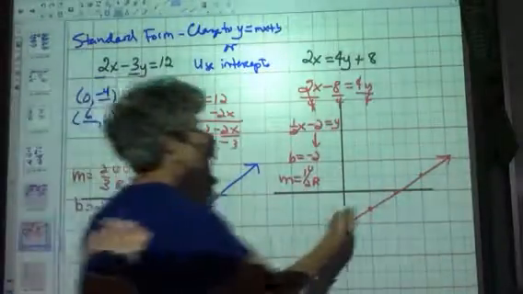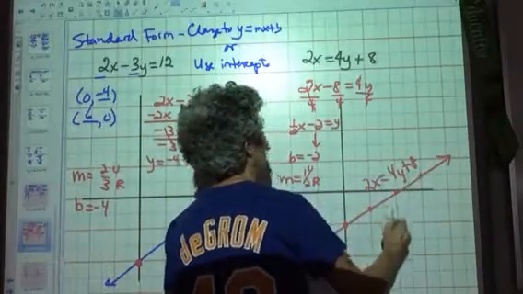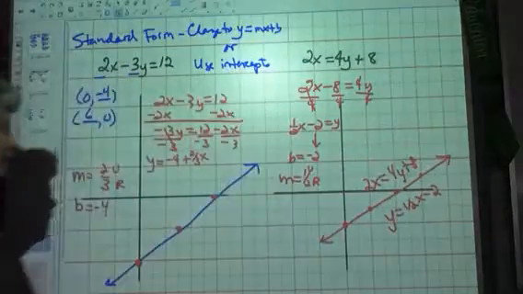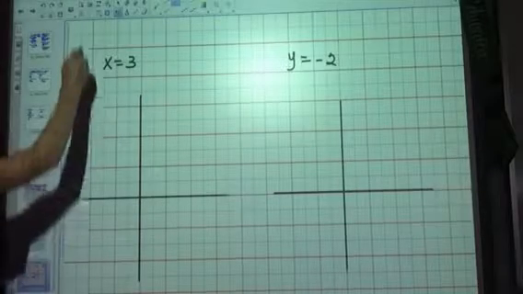And you should put the equation on each time. You can put the 2x equals 4y plus 8, or you could put the y equals half x minus 2. And then there's 2 special lines. Those ones don't have both variables.